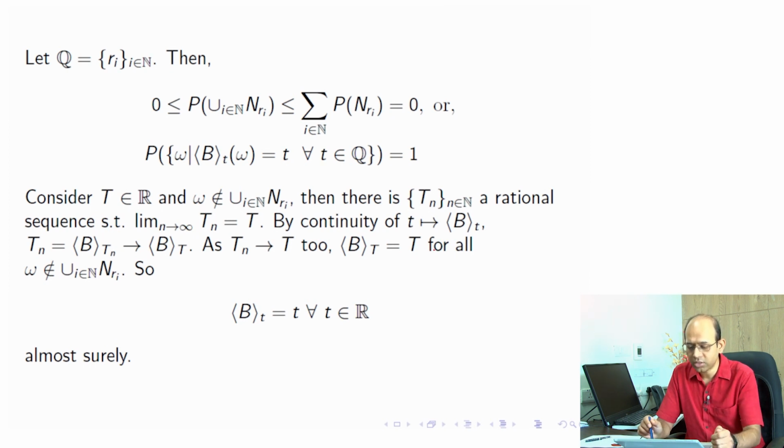So, we have obtained that Bt is equal to T for any arbitrary real number, for every omega not in this set. That means when omega is not in this set, I get Bt equal to T for all T. However, this set has measure 0, so this is true almost surely. It might fail only on a set of measure 0. So that is the proof of the fact that the quadratic variation process of Brownian motion is just the identity function of time. Thank you.